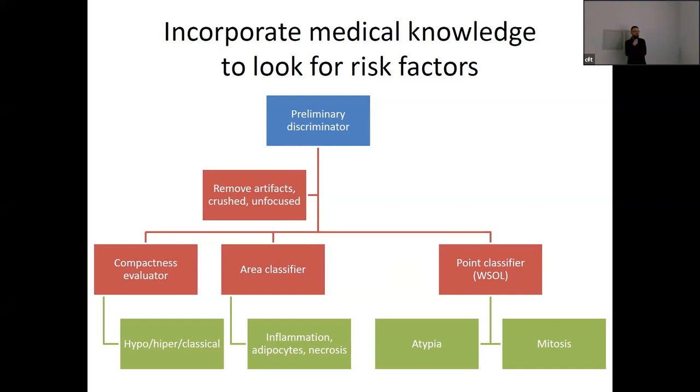We want to establish the area classifier for those, and we also want to find atypia and mitosis with point classifiers. So we want to recreate what pathologists do with these samples, and it's not always that easy with deep learning. It's easier to incorporate medical knowledge with classical image processing because we exactly know what we are doing and what we are looking for. In deep learning, you have to really think about how to implement that.